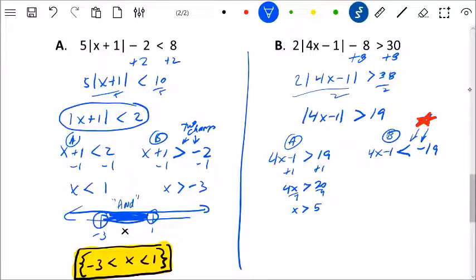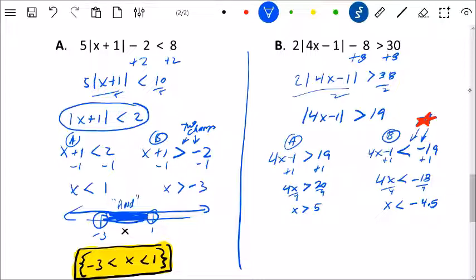Okay, let me think of my numbers here. 38, 40, 19. I think I've got them right. Adding 1 gives me 20. Divided by 4 gives me 5. Good. Okay, let's do plus 1. 4x is less than negative 18, it looks like. So now that gives me, when I divide by 4, x is less than negative, 4 goes in 18 4 times with 1/2 left over, which I'll write as 4.5.